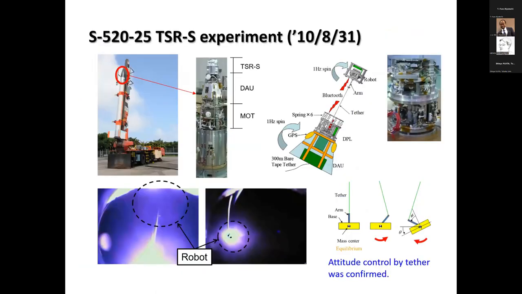But we had another chance to do the experiment by sounding rocket. This is not a satellite, but we could do the experiment. So you can see these two figures. Here is a robot connected by tether, so we can perform the attitude control experiment by robotic motion.